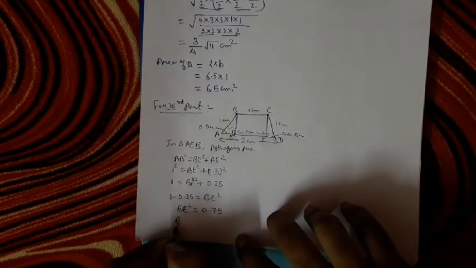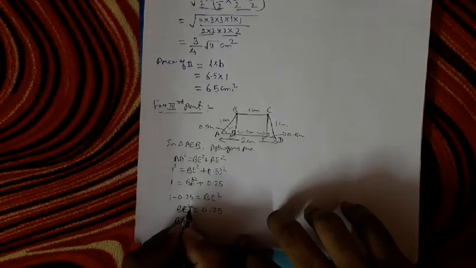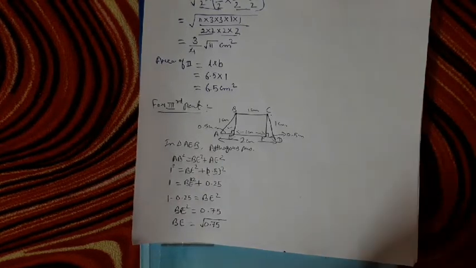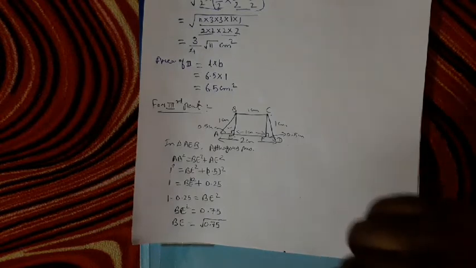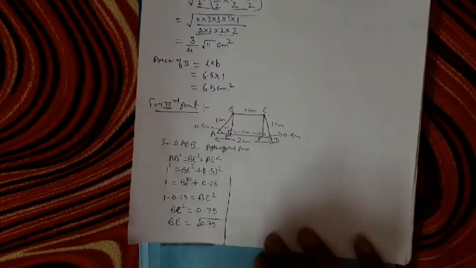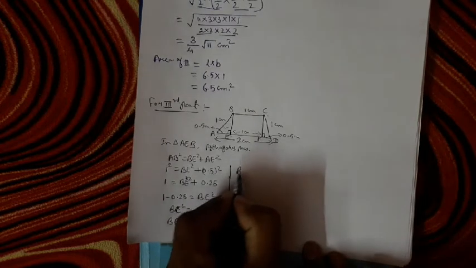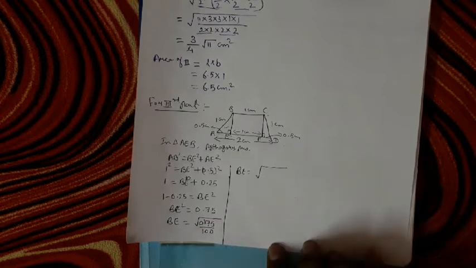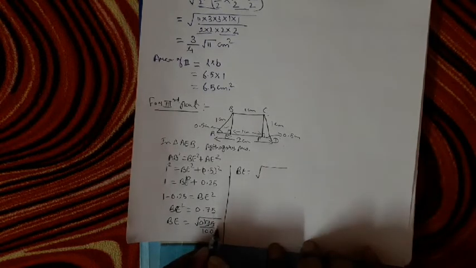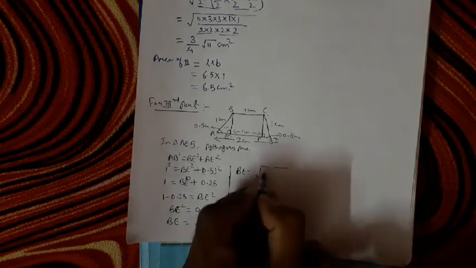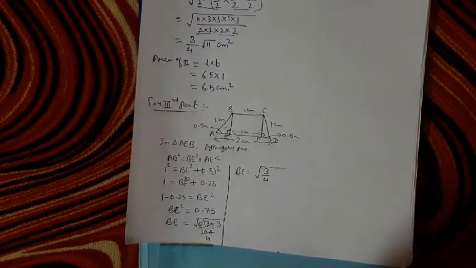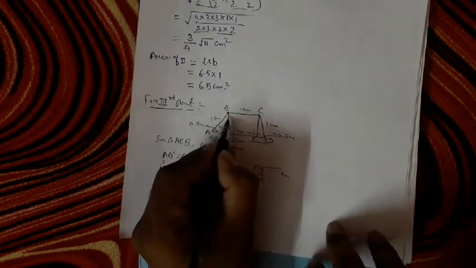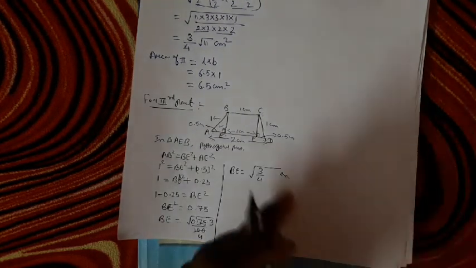Finally, to find the value of BE, we remove the square, so it is written as root 0.75. This is the value of BE. If we solve it further, removing the decimal point, we can write it as 75 upon 100, and cutting by 25, we get 3 by 4. So BE is root 3 by 4 centimeter, meaning the height of the trapezium is root 3 by 4.